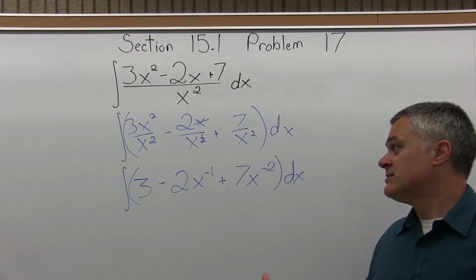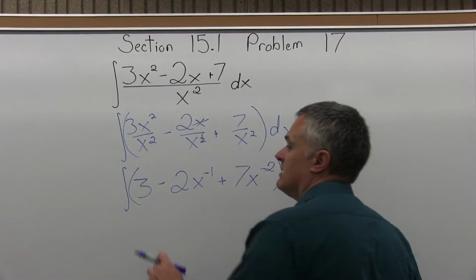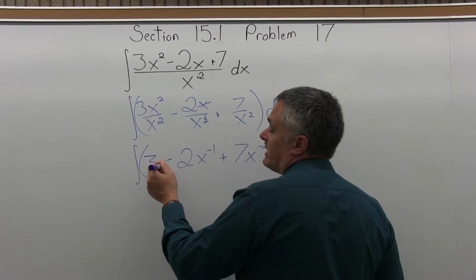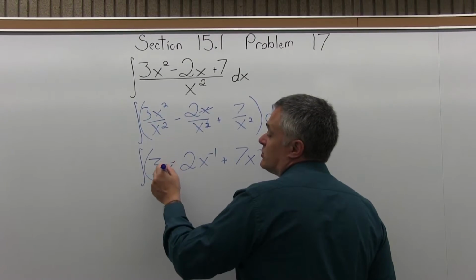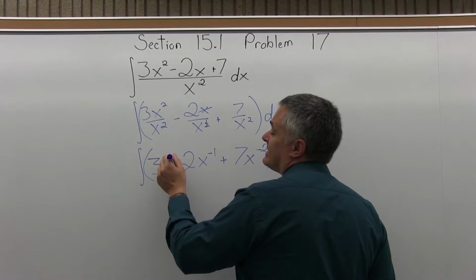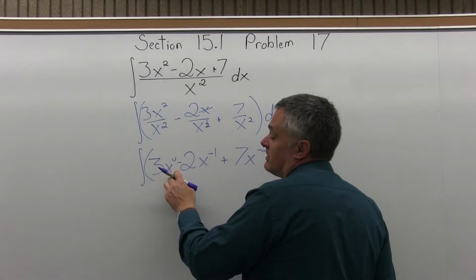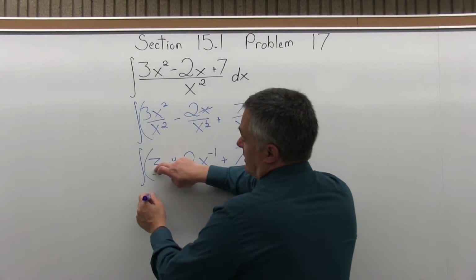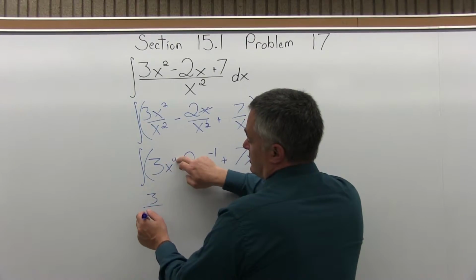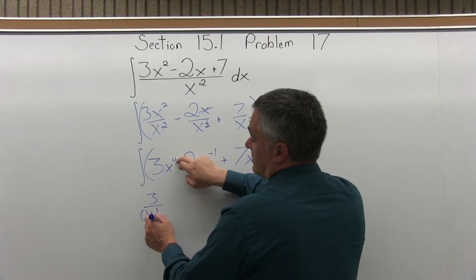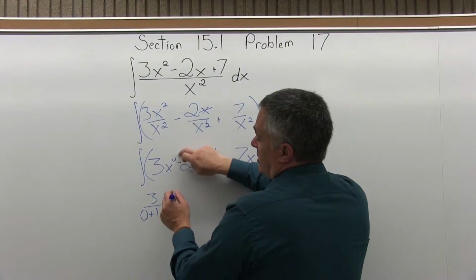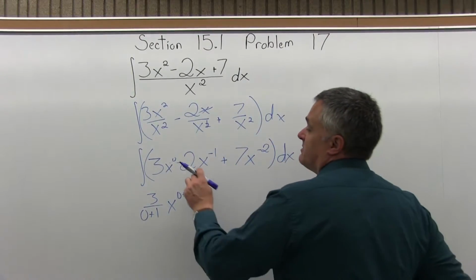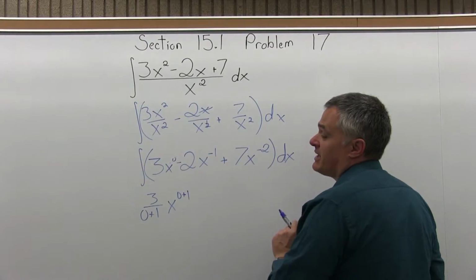So now I'll just take the integral of each piece. This 3, it's just written as a 3. It comes from a 3x. You can assume that it's a 3x to the 0. I wrote 3, but it's the same as 3x to the 0. So now the 3, that's the number in front, will be in the numerator of a fraction. In the denominator, you have the old exponent of 0 plus 1, x to the old exponent of 0 plus 1.